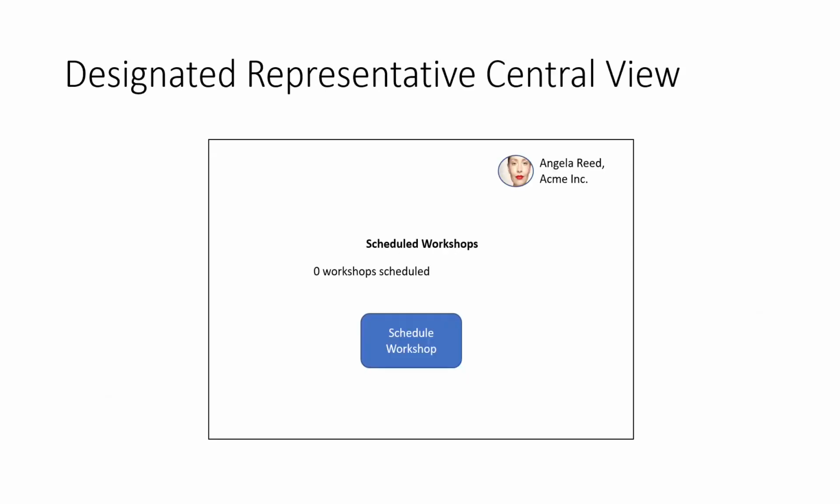So I envisaged that at the beginning, the designated representative has a landing page, or we can call it a console or whatever you want to call it, that shows what workshops they have scheduled. At the beginning here, Angela Reed from Acme Inc. has no workshop scheduled. She clicks on the schedule workshop button. That takes us, this is the meat and potatoes of it.